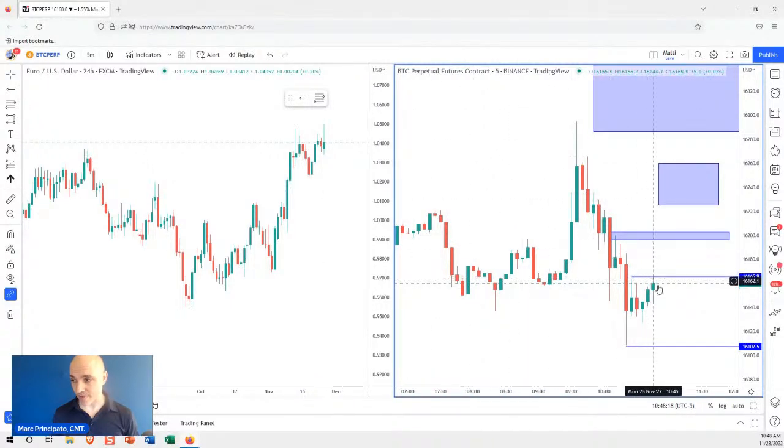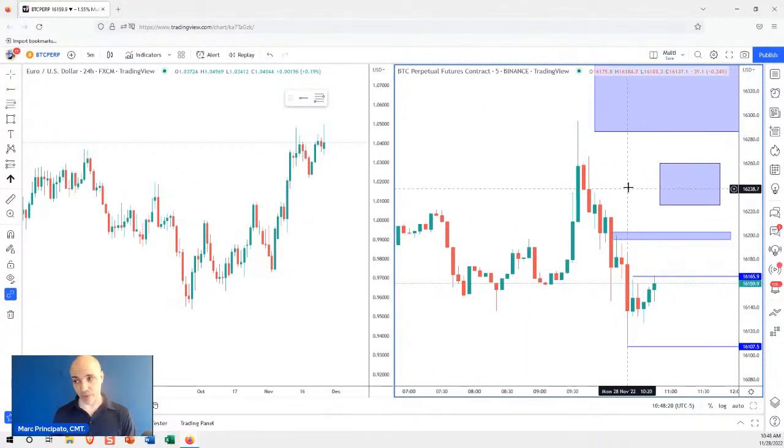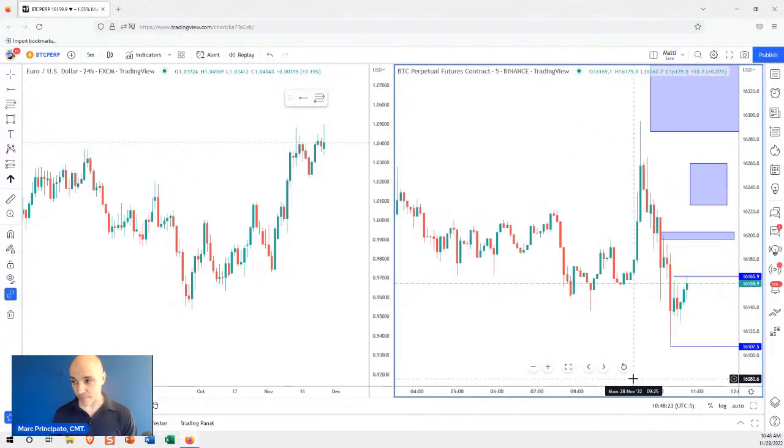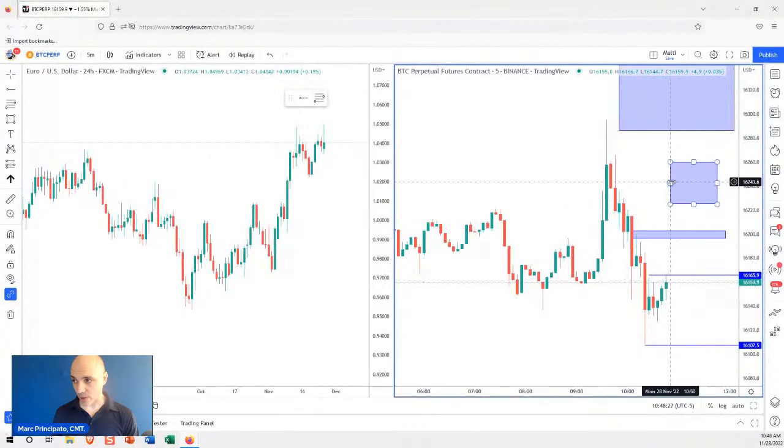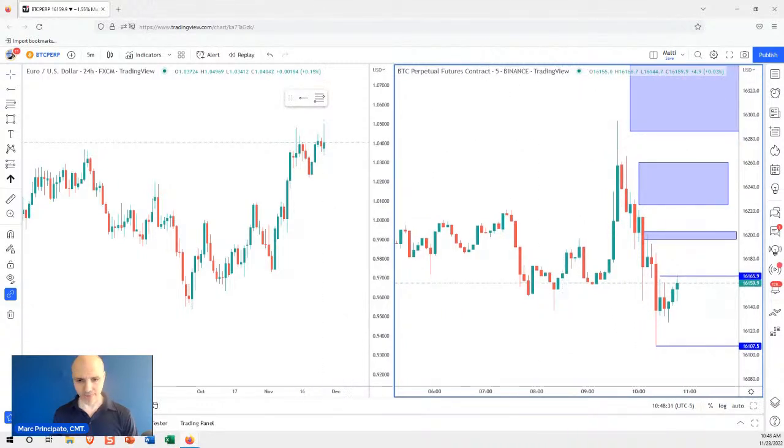If you want to be more aggressive, just move your stop to break even and then see where the market goes. But keep in mind, this is not a bullish trend. So the chances of it getting all the way up to here are not very good. Keep that in mind.